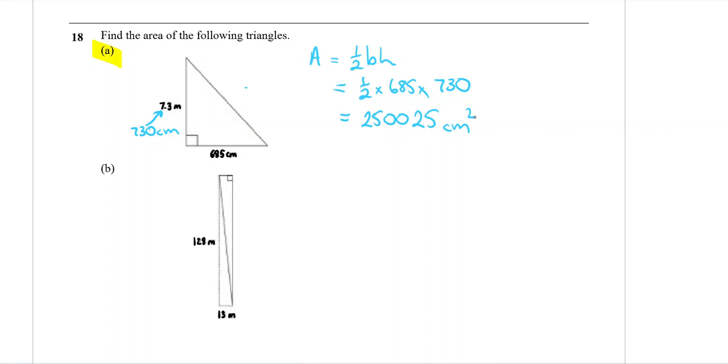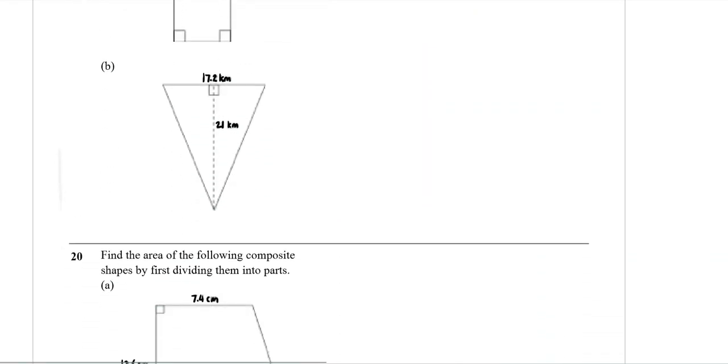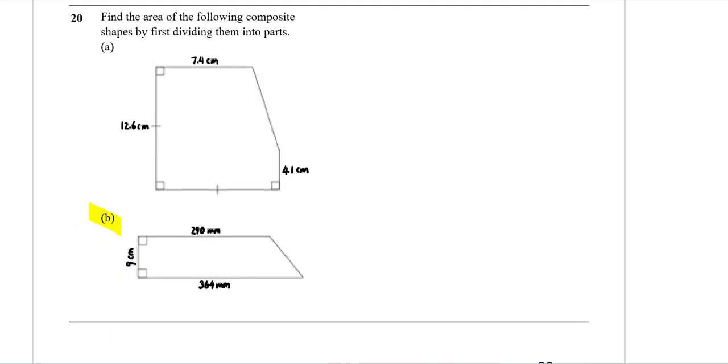Question B is probably not the best diagram, but this is a dotted line here. It looks a bit like a rectangle because of that dotted line, but the height is still a triangle. The base and the height are the 13 and the 128, but I'll leave that one for you to do. So there's another rectangle, another triangle. So we've gone through that. Here is some more composite shapes.